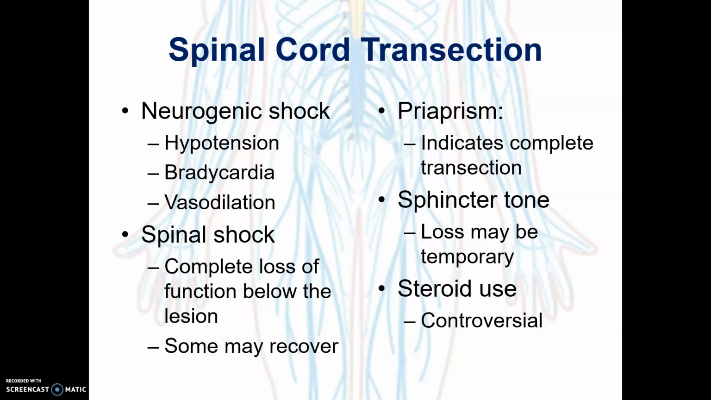Priapism is used as an indication of complete cord transection because it indicates that the local spinal reflexes affecting the penis have been separated from the spinal cord control from the long tracts. Sphincter tone may be lost either temporarily or permanently, but usually local sphincter reflexes return with time.